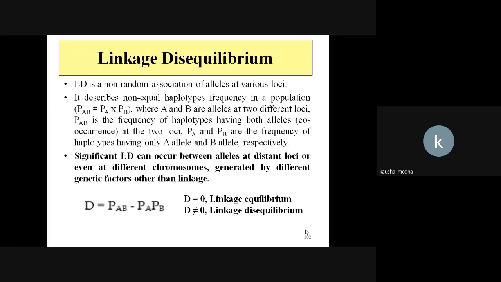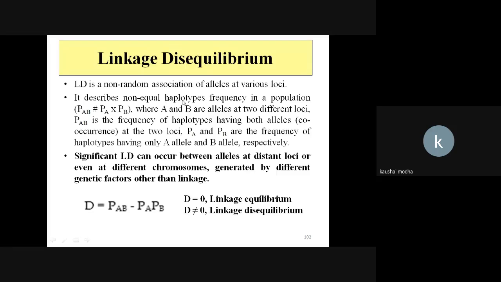See, when I say alleles, we are not talking about single locus and 2 loci. We are talking about various loci. So non-random association between the alleles of 2 loci is linkage disequilibrium. We can measure the LD, we can create an LD map between many loci situated across the genome. So it describes the non-equal haplotype frequency.